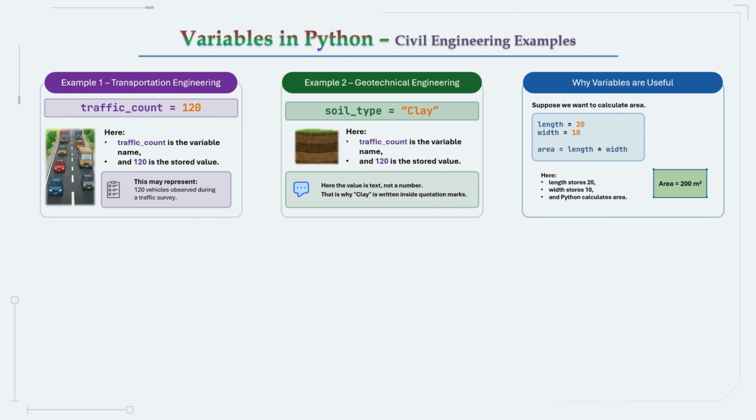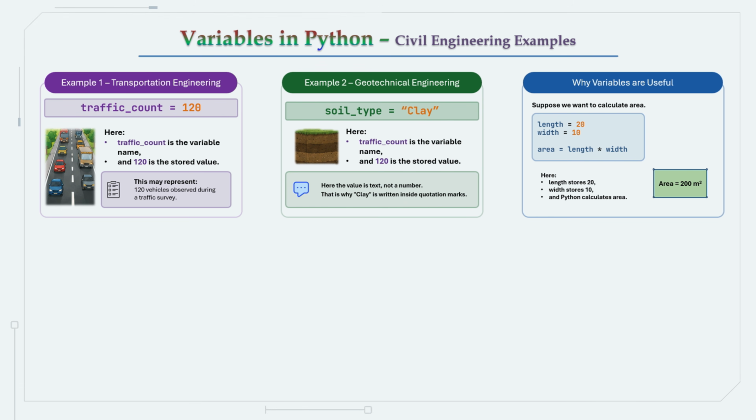Now imagine if the plot dimension changes. Suppose tomorrow the length becomes 50 meter and width becomes 12 meter. We only need to change the stored value. Python will automatically calculate the new area. This is why variables are very useful. They help us to store values, reuse values, and perform calculations easily.